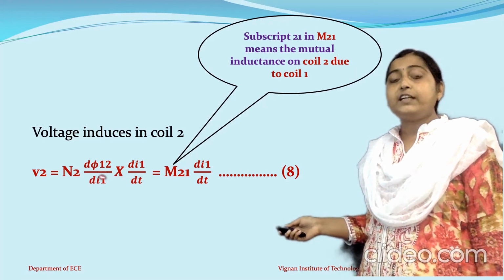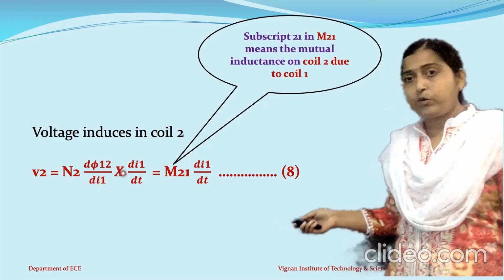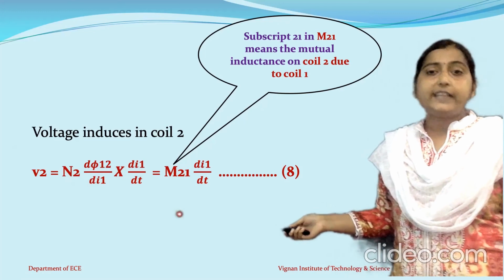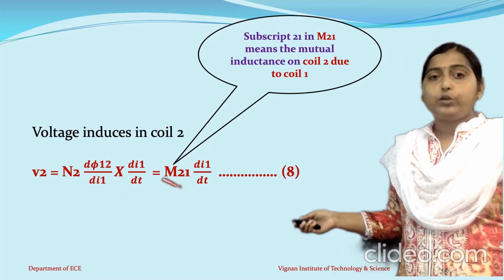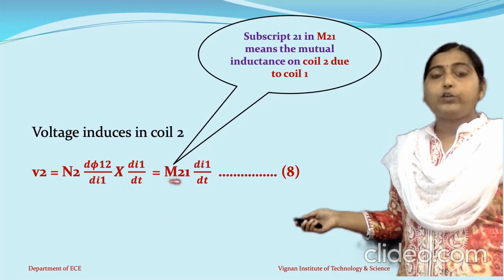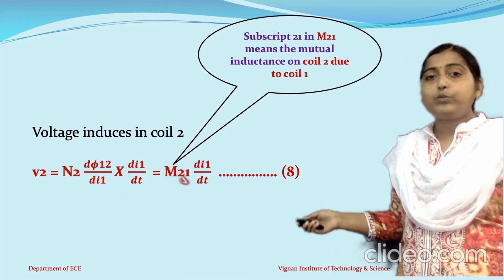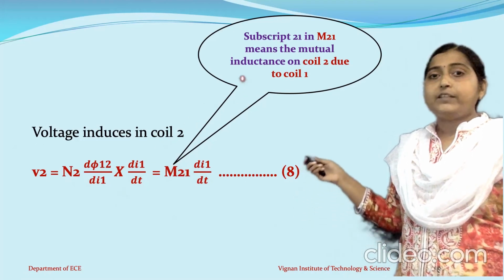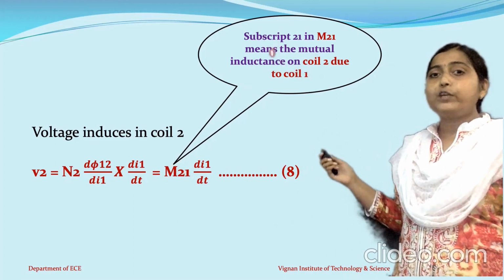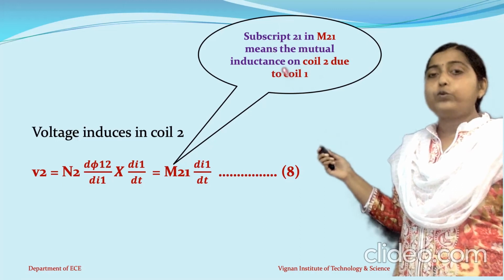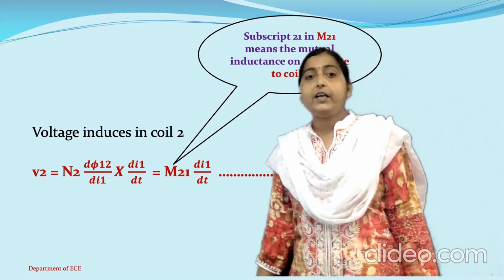If you see here, we have not applied any current in the second coil, but because of the first coil, some flux has been linked to the second coil, represented as d phi12. If I apply the definition, this is equal to M21 into dI1 by dt. Now what does M21 indicate? Let us see here. The subscript 21 in M21 means the mutual inductance on coil 2 due to coil 1. Please remember this, it is very, very important. Now we are going to define mutual inductance.